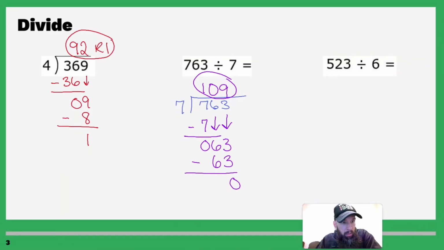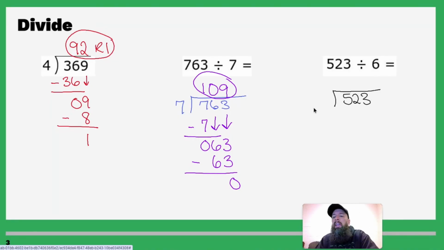Okay? Let's do it again. Let's rewrite this in the way it's supposed to be rewritten. The bigger number always goes inside. The first number in this case always goes inside, which will be the bigger number. In time, it won't always be the case. We're not there yet. Okay, 523 goes inside the house. 6 lives on the outside.